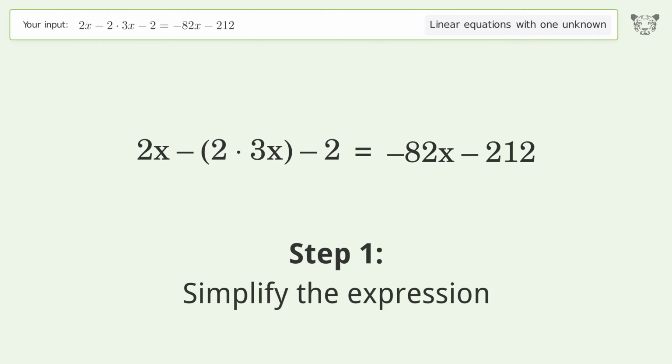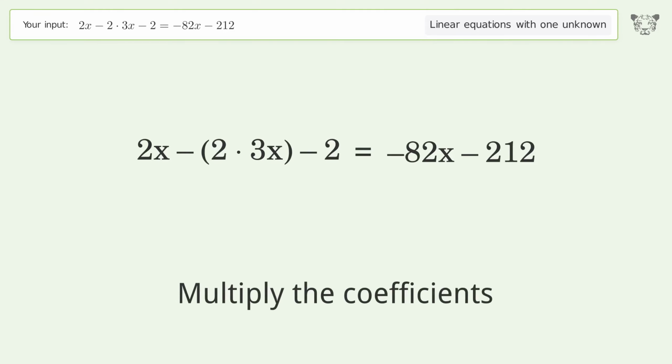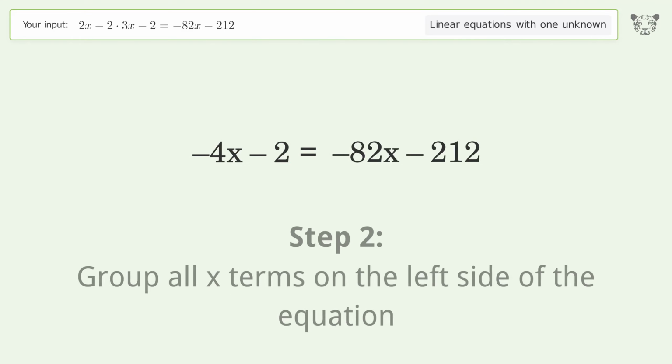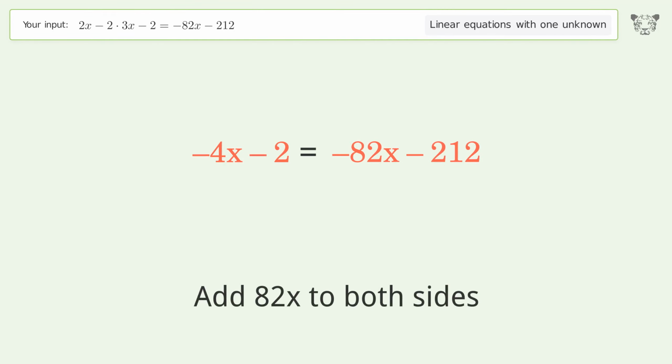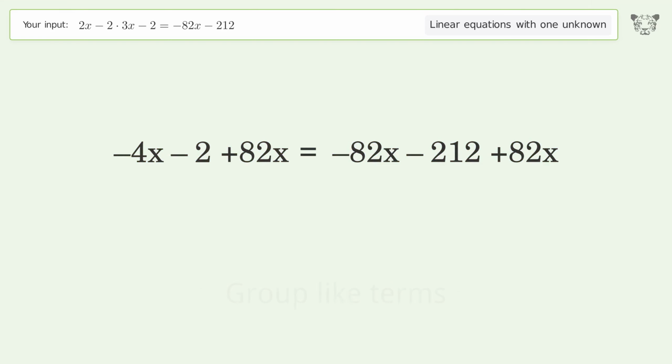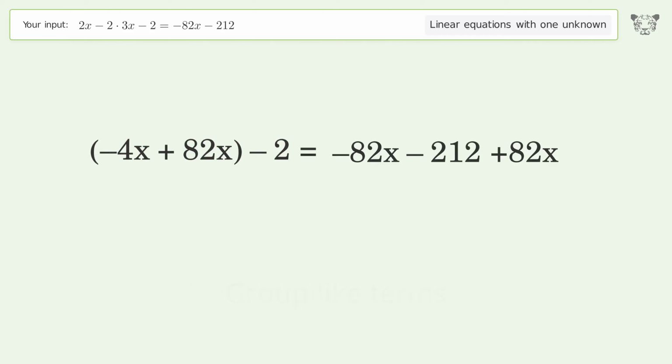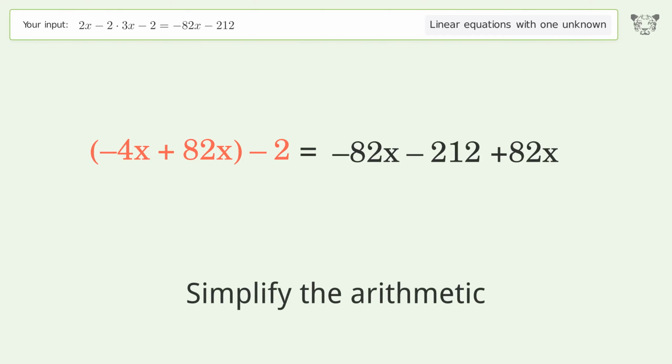Simplify the expression. Multiply the coefficients. Combine like terms. Group all x terms on the left side of the equation. Add 82x to both sides. Group like terms. Simplify the arithmetic.